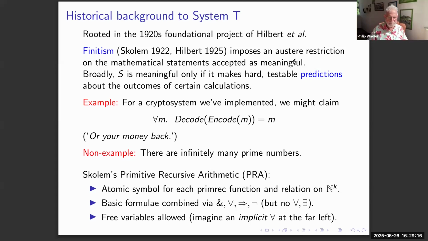Thanks. Okay. So think of a system where we give ourselves an atomic symbol for every primitive recursive function and relation on the natural numbers. We think of primitive recursive things as things we can compute unproblematically, because primitive recursion, the very nature of natural numbers, gives you the idea of iteration.